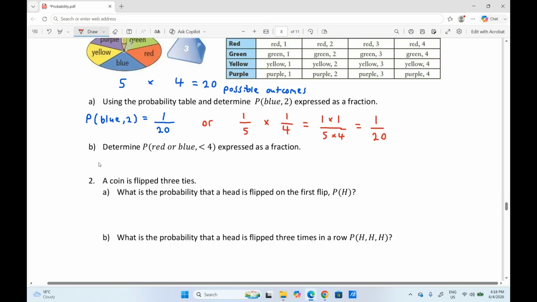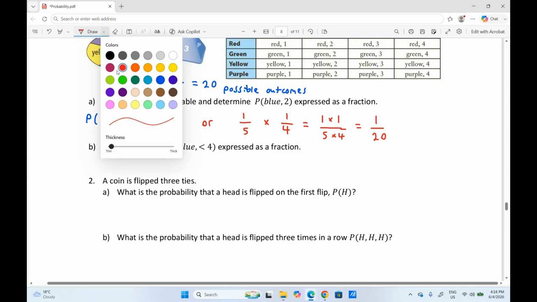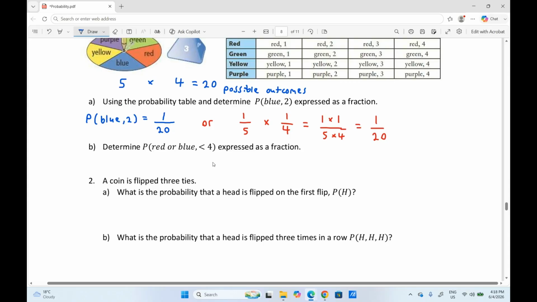So let's say for number 2, I want to determine the probability of spinning the spinner, landing on either red or blue, and then rolling a number that is less than 4. So for this one, spinning the spinner, getting either red or blue, and then rolling the dice and getting a number less than 4.